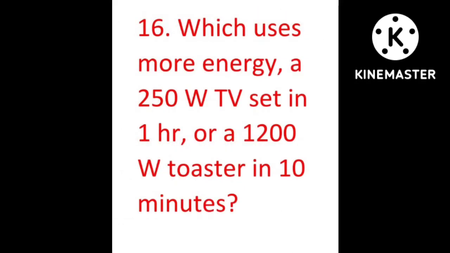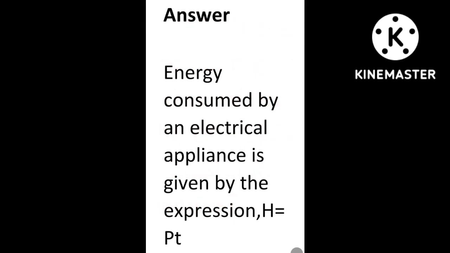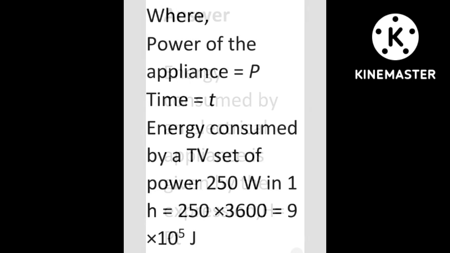Now we can move to question number 16. The question is, which uses more energy? A 250 watt TV set in 1 hour or a 1200 watt toaster in 10 minutes? Here we have to calculate the energy consumed by the TV set and toaster. The energy consumed by an electrical appliance is given by the expression H is equal to P into T, where P is the power of the appliance and T is the time.